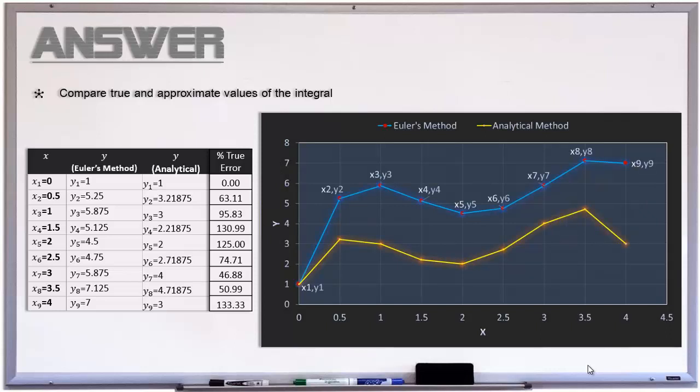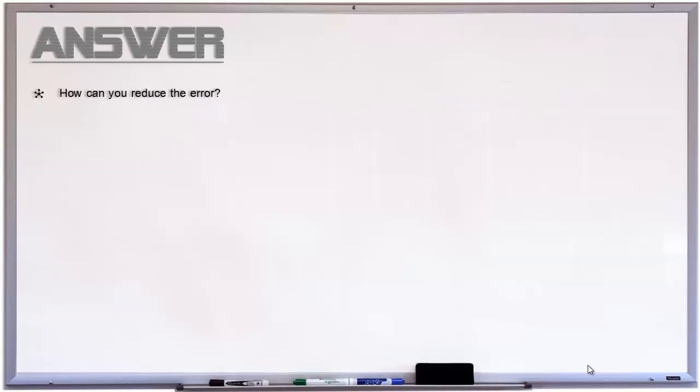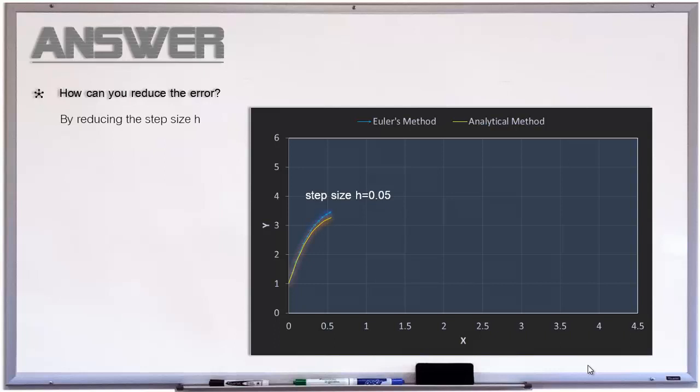We can notice from the graph that having a step size of 0.5 resulted in a poor accuracy. And therefore, we have another question: how can we reduce the error? And simply we have to reduce the step size h. Now if we use a step size of 0.05, this is how close the values we obtained from Euler would be with respect to the analytical values.